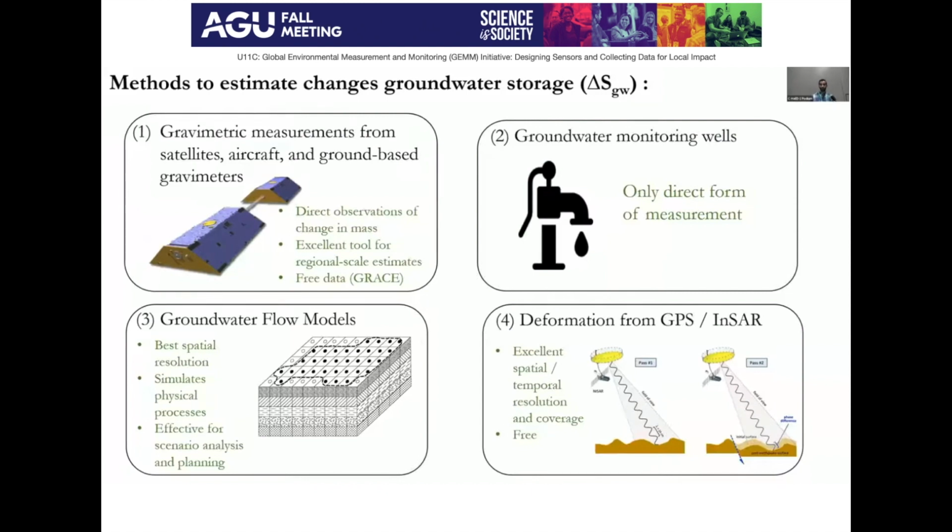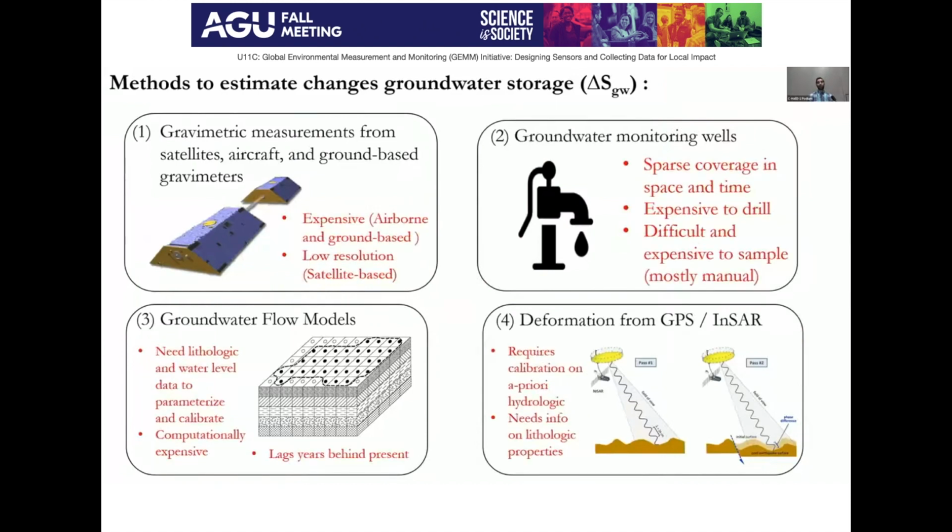Groundwater monitoring wells are invaluable at local scales. They're the only direct form of measurement that we can use to observe the groundwater system. Groundwater flow models are integral to scenario analysis and planning. They simulate the physical processes and have an excellent spatial resolution, as do deformation data derived from GPS and InSAR, with the added benefit of free data and very densely sampled spatial and temporal coverage.